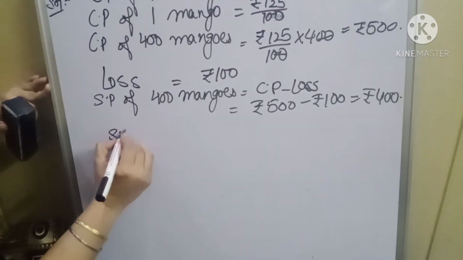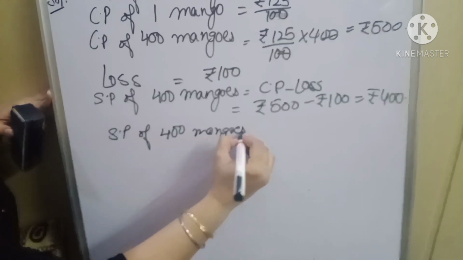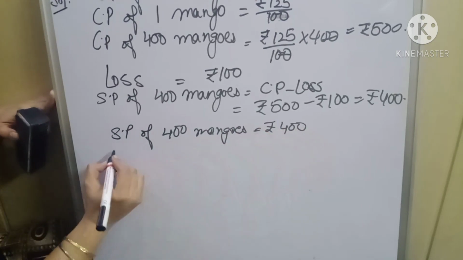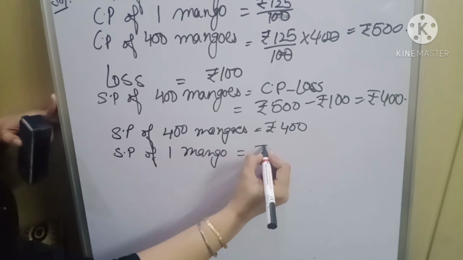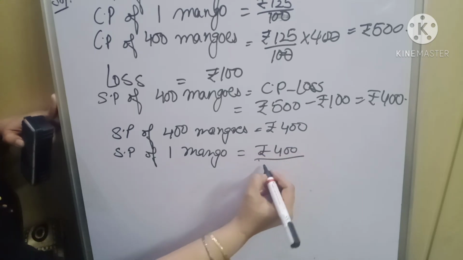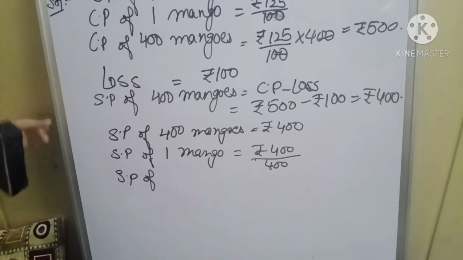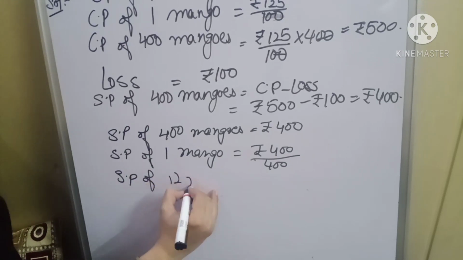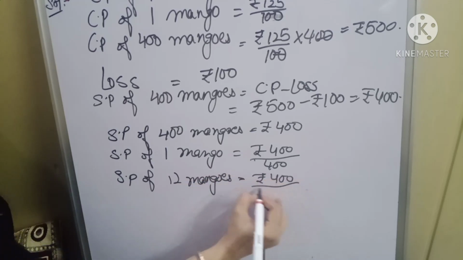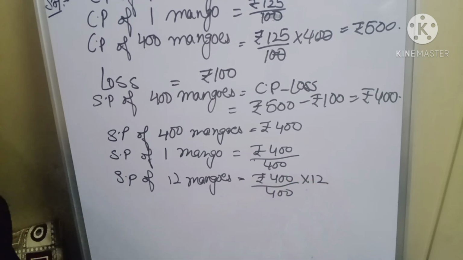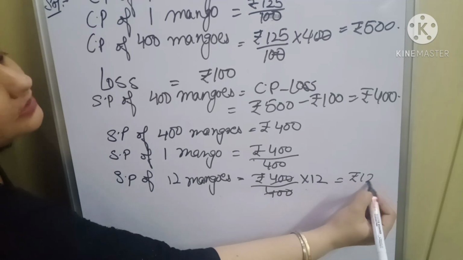SP of 400 mangoes is equal to rupees 400. SP of 1 mango is equal to rupees 400 by 400. Now we know in 1 dozen we are having only 12 mangoes. So SP of 12 mangoes is equal to rupees 400 by 400 multiplied by 12. You may cancel it. You are getting rupees 12.